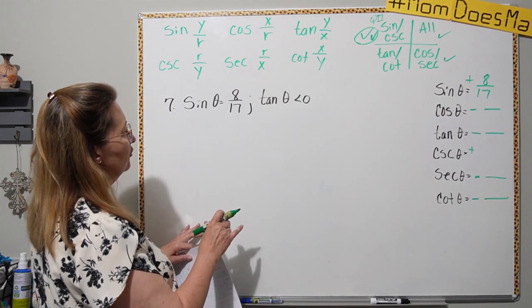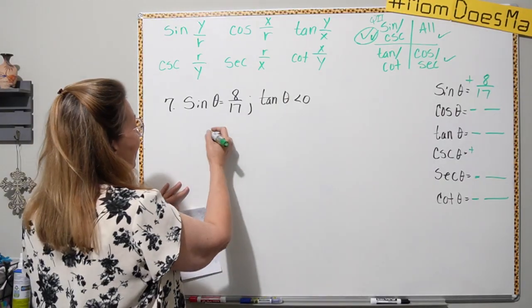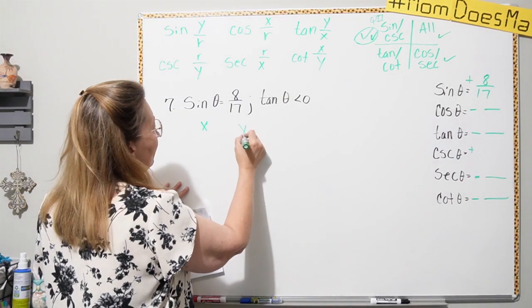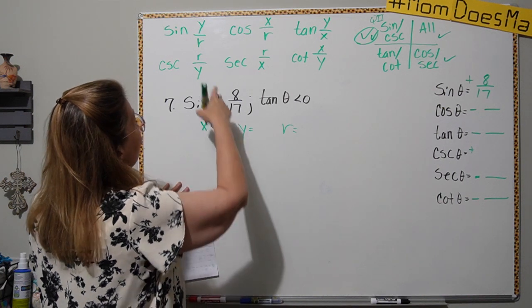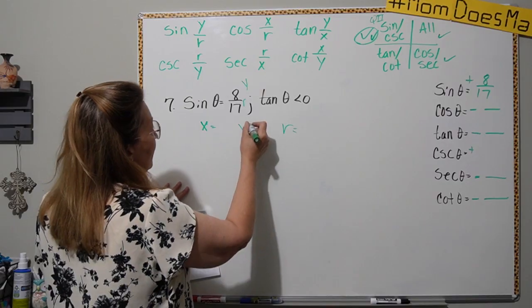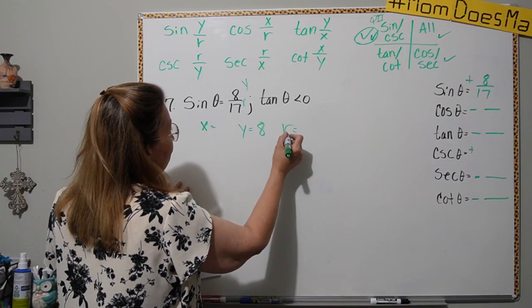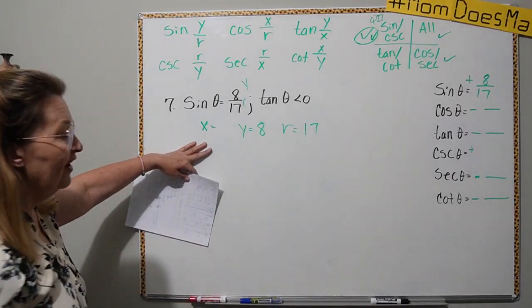Now let's get a handle on numbers. Remember, we only have 3 that we're worried about, x and y and r. Okay, sine was y over r. So there's 2 of them. My y is 8 and my r is 17. All right, how can I find x?